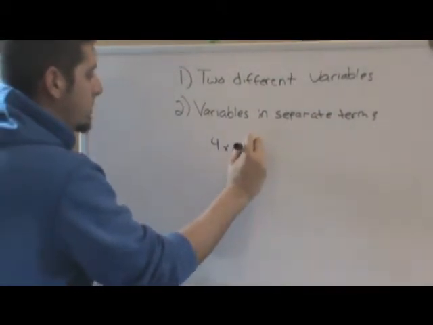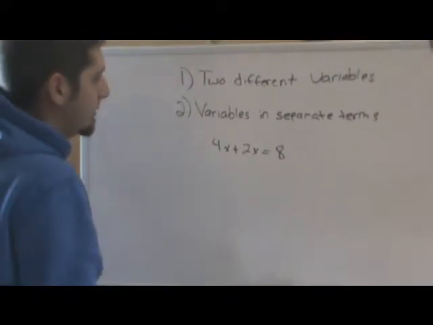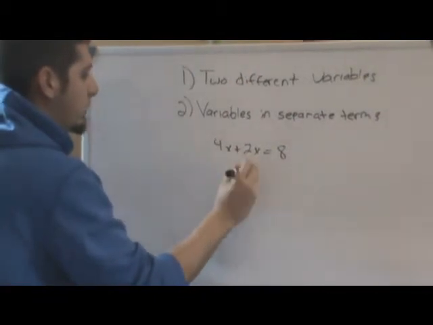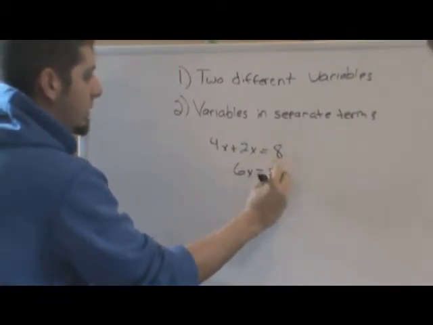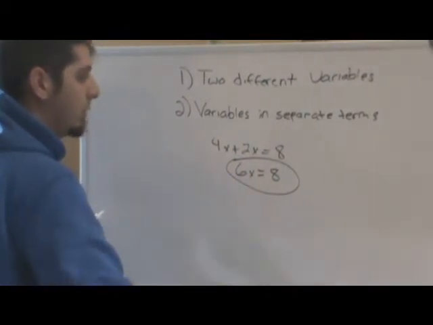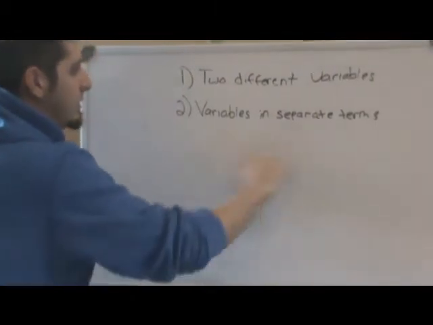4x plus 2x equals 8. This would not be a linear function because there are not two different variables. 4x plus 2x would get you 6x, so we would simplify that into this, and at this point, we don't have two variables. You have to have two different variables, and they have to be in separate terms.